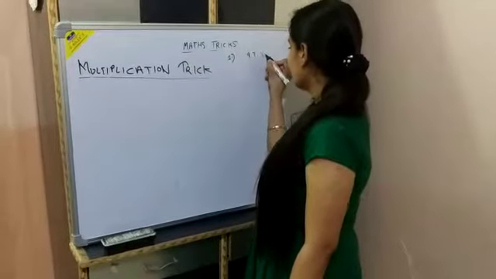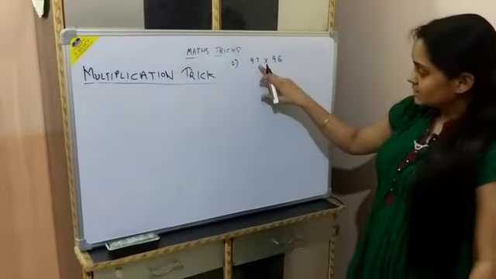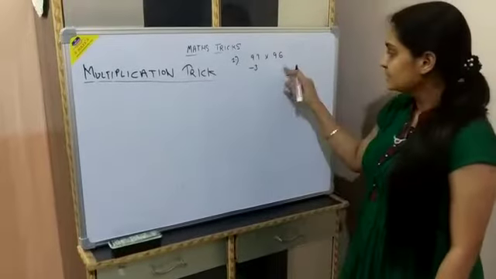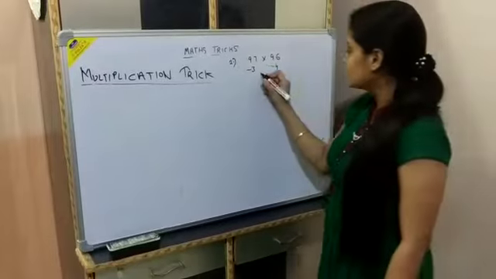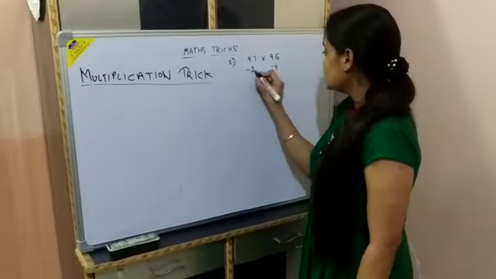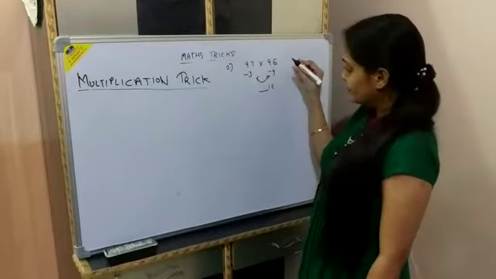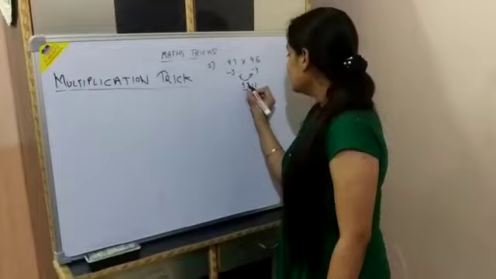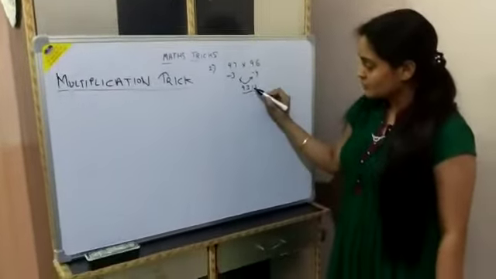97 into 96. Now we'll check this number is less than 100 by minus 3 and this number is less than 100 by minus 4. Now we do the multiplication of these two numbers. 3 into 4 is 12. Now for getting these digits, what we do? 96 minus 3, that is 93. At the same time, you can also use 97 minus 4, that is also 93.